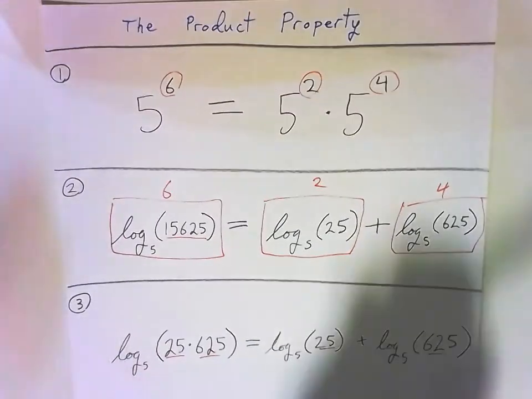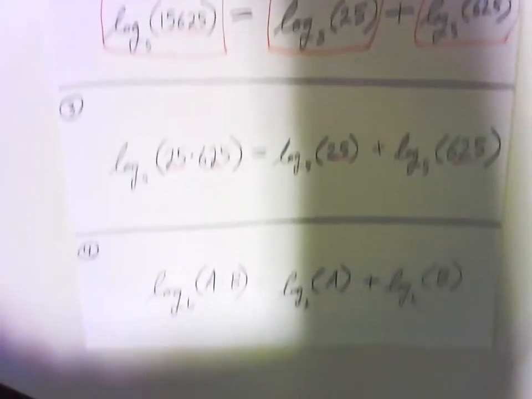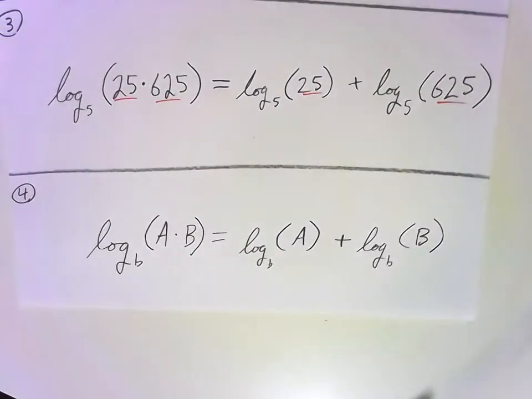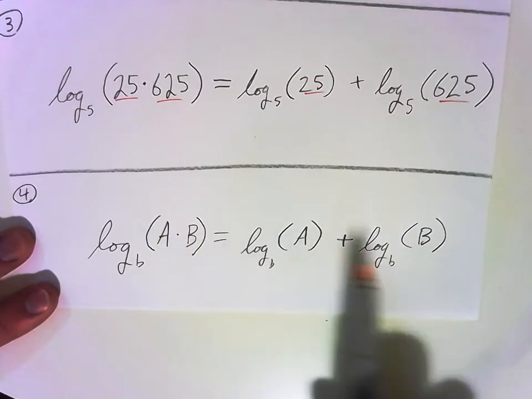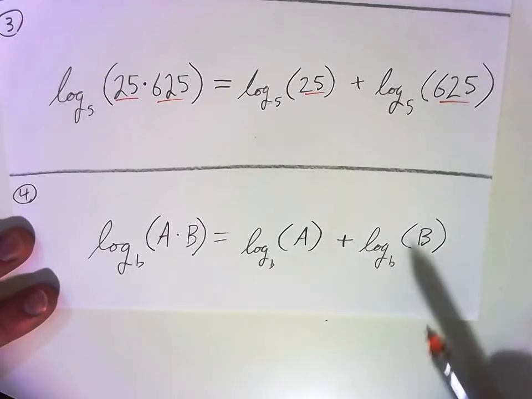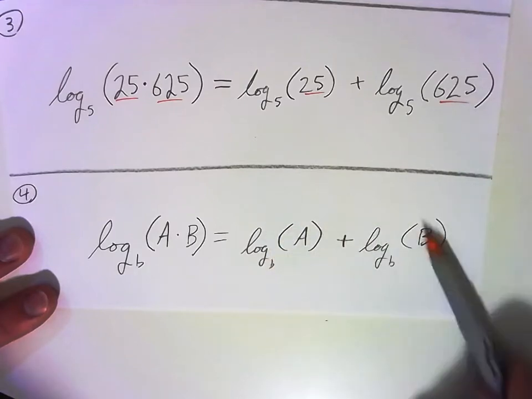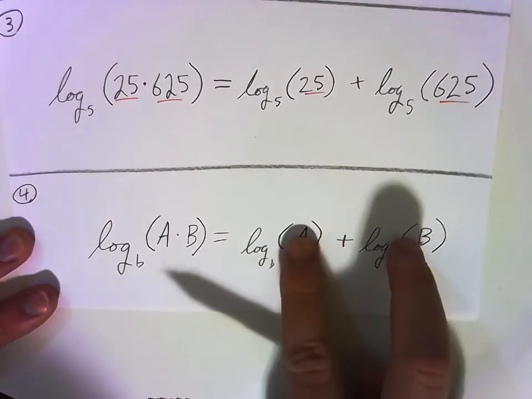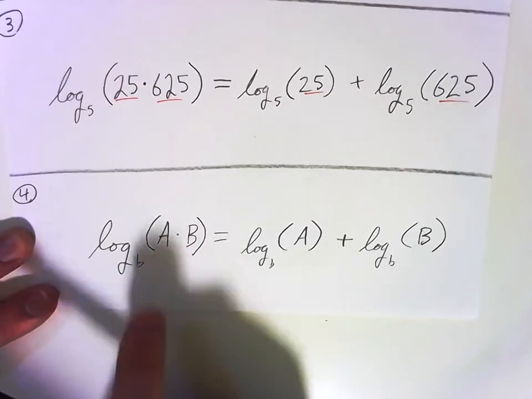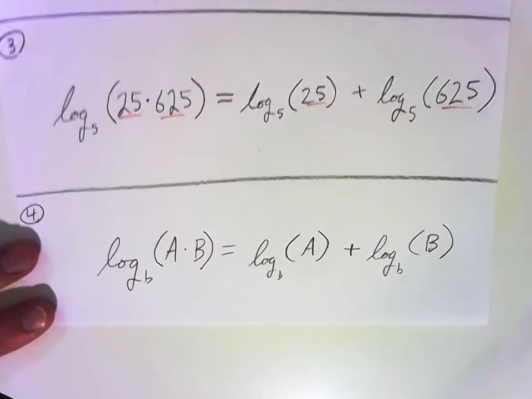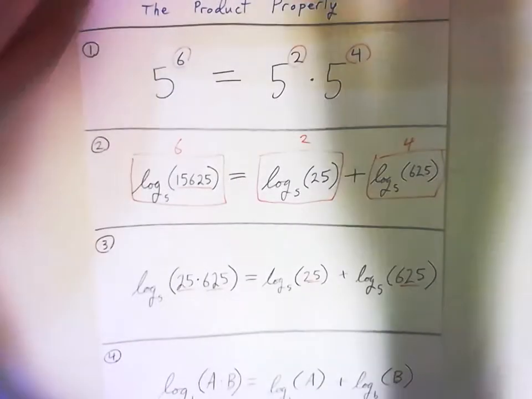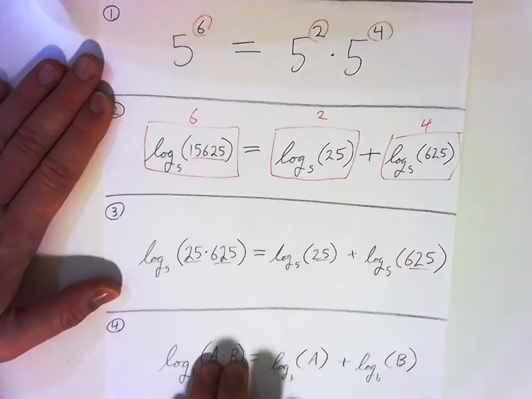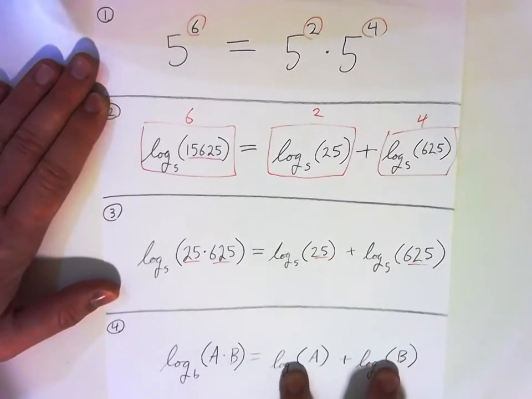And to write it in the general form, you write this right here. So log of two things multiplied together, you can separate it into two separate logs. Or to go backwards, if you have two separate logs with the same base, multiply those together and write it like this. So that is the product property for logs. So two multiplied inside a log, you can separate to two separate logs, and vice versa.